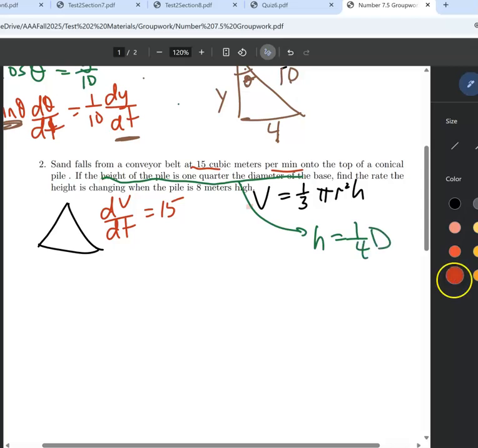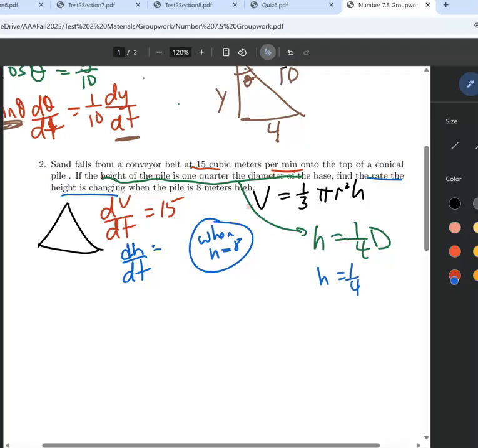Then let's find, what is it we're trying to find? Find how fast the height is changing, so find dh over dt, when h is equal to 8. Save that till after the derivative. I'm going to take this and replace d with 2r. That gives me h equals 1/2 r, so 2h is r.